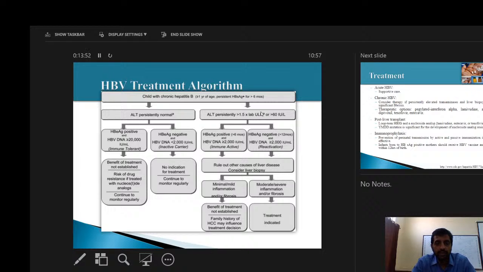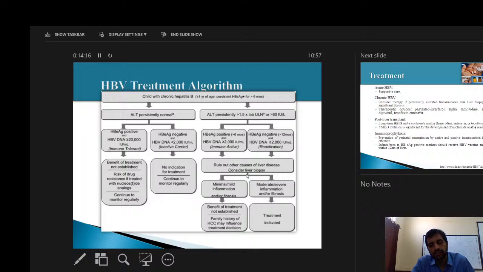So these patients need 6 monthly monitoring. Next, in these patients, if the ALT is high, that is, there is active hepatitis going on, you need to treat these patients. In this part of the algorithm, showing HBeAg positive and HBV DNA greater than 2000, you definitely treat this patient, because there is hepatitis and the risk of progressing to cirrhosis is higher.